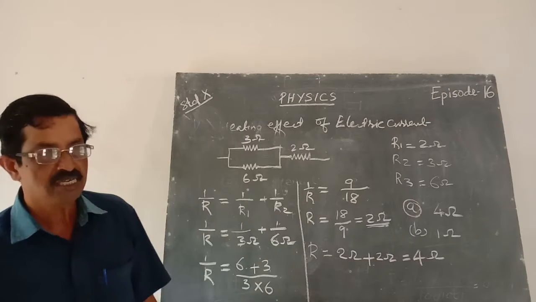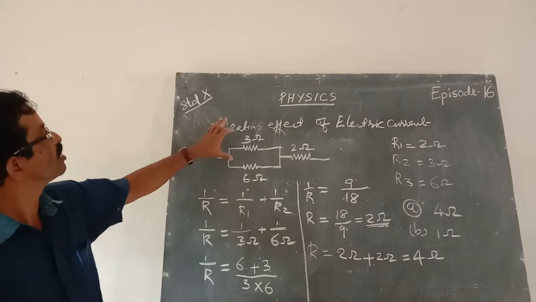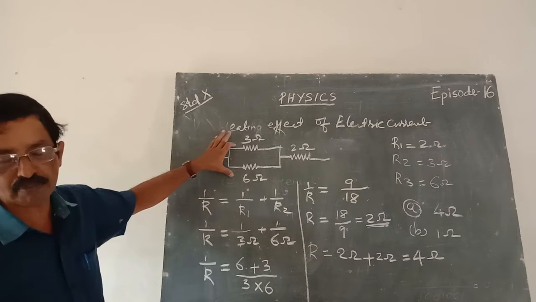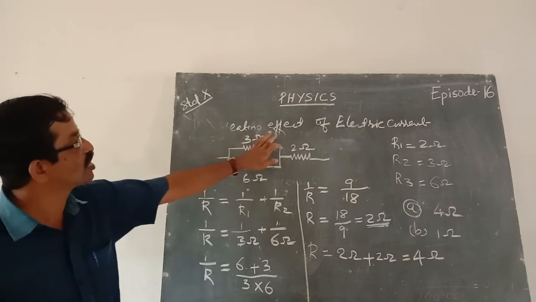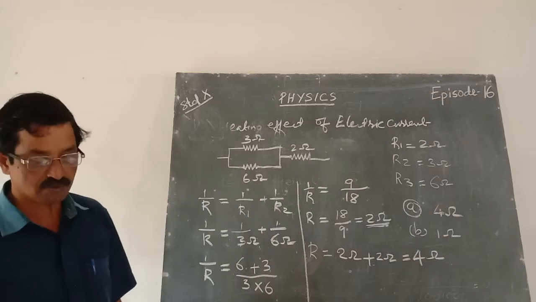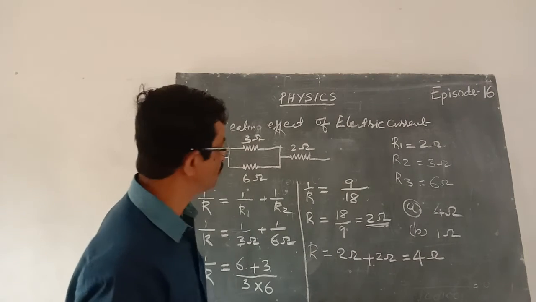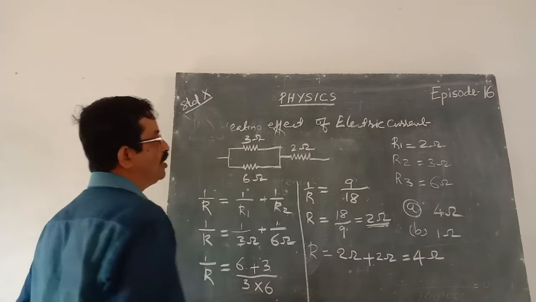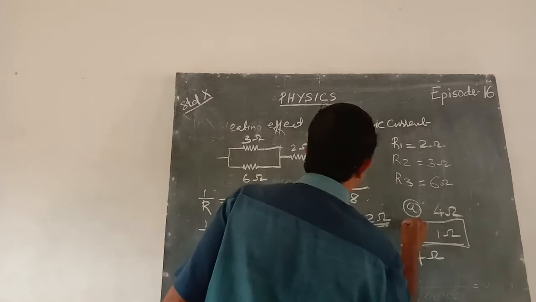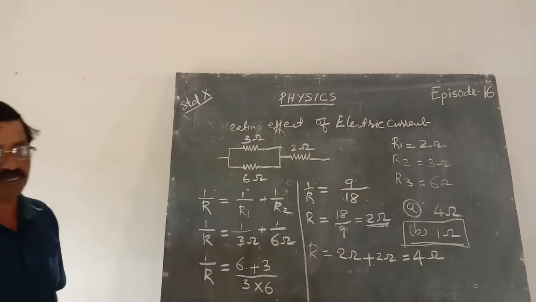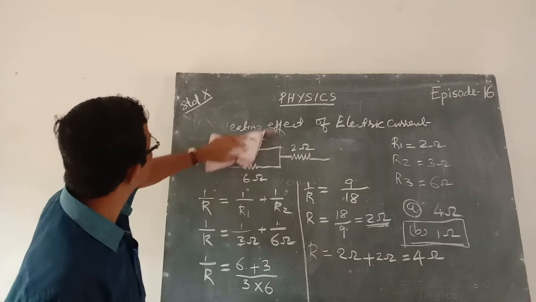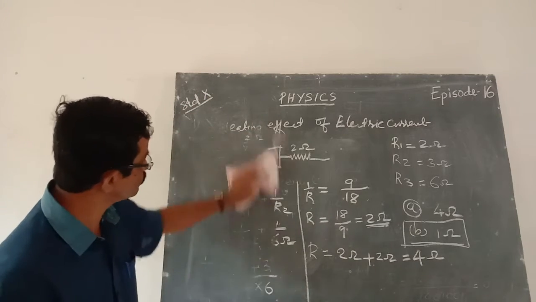How did we get it? Two resistors of resistance 3 ohm and 6 ohm are connected in parallel. Then that combination is connected in series with the 2. Here we got how much? 4 ohm resistance. Now we want to find out how we can get a resistance of 1 ohm in the circuit.